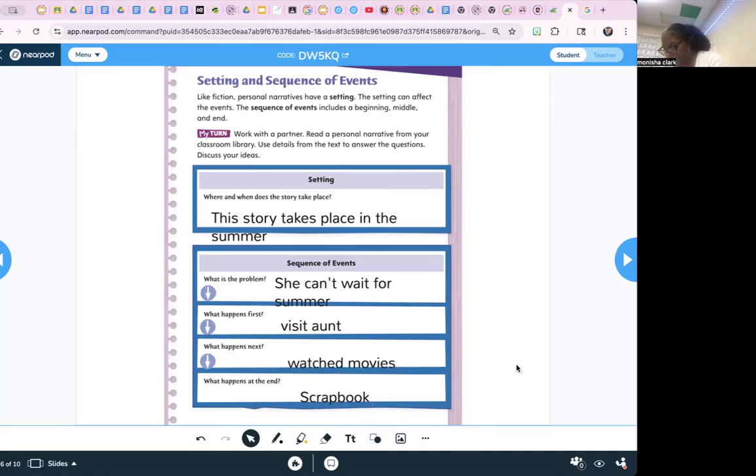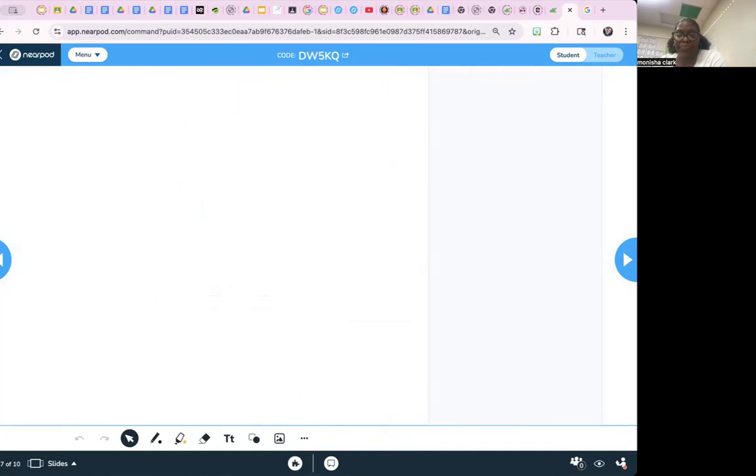All right. So when we talk about sequence of events, we're talking about time order. How do we know a sequence of events relationship is happening? We see words like first, second, next, finally. It shows the order in which things happen.